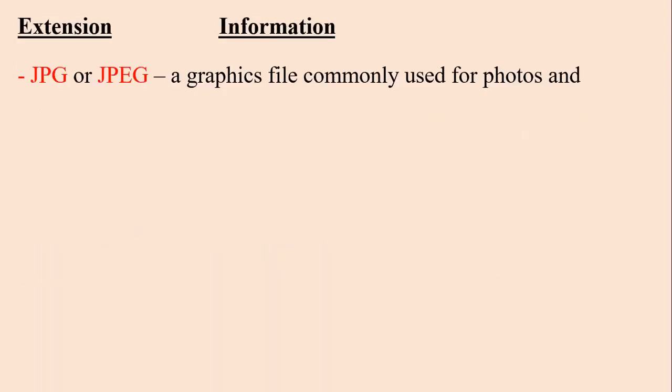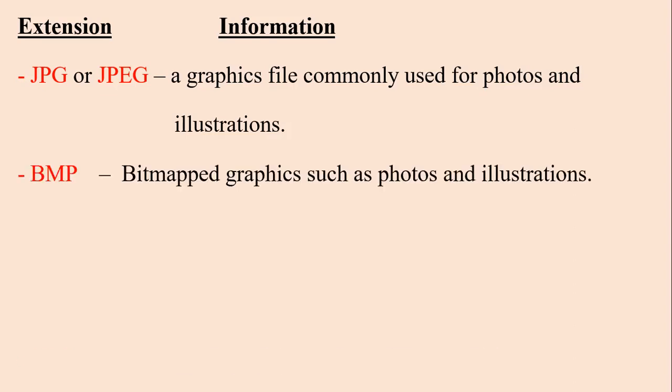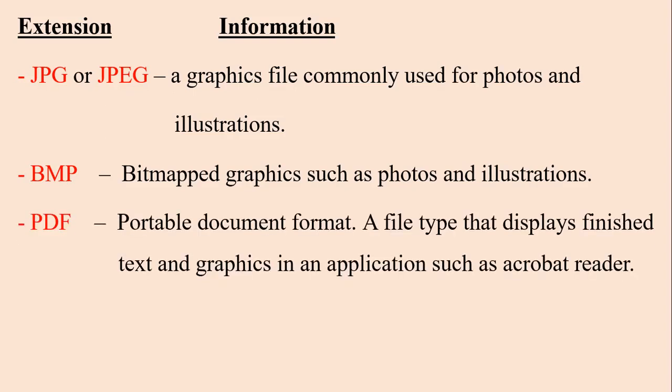JPG or JPEG indicates that the file is a graphics file, which is mostly used for photos and illustrations. BMP, that is .bmp, indicates that the file is a bitmapped graphics file, which is a file containing photos and illustrations. PDF indicates that the file is a portable document file. That is, it is a portable document format, a file type that displays finished text and graphics in an application such as Acrobat Reader. .hlp indicates that the file is a help program file.